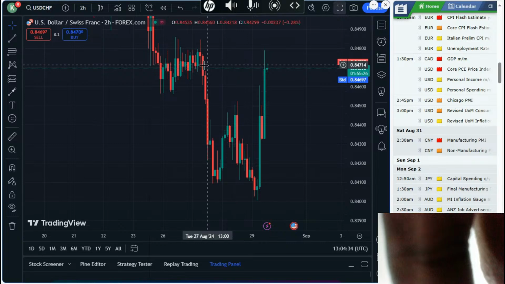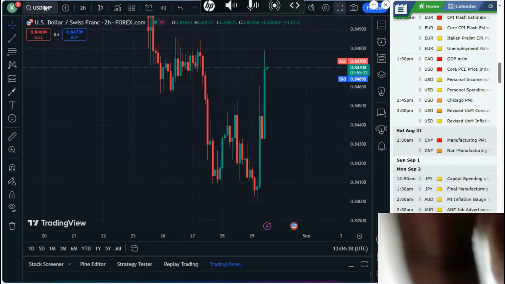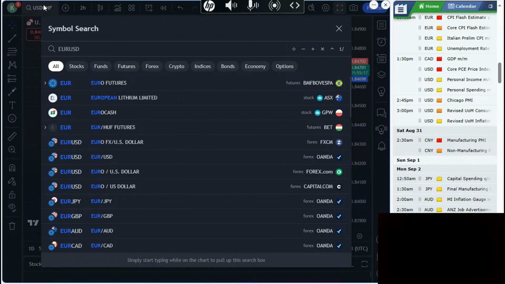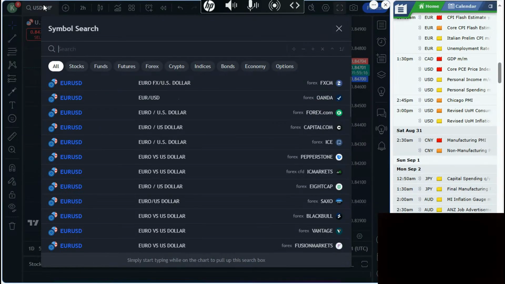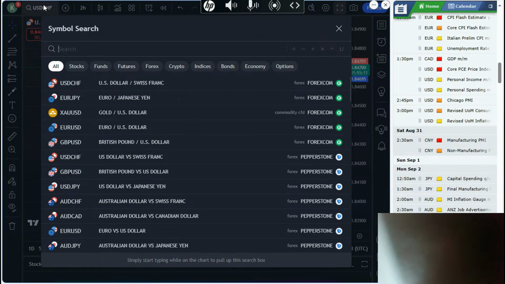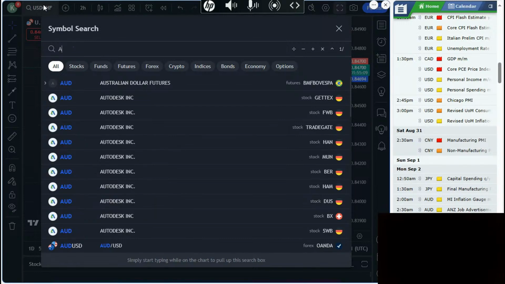It's still within our entry, but it's a no for me. There's nothing on the charts. So I think I've looked at GBP USD. Let me look at USD JPY.